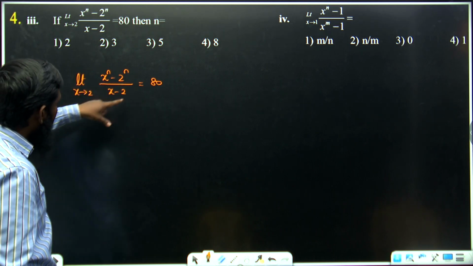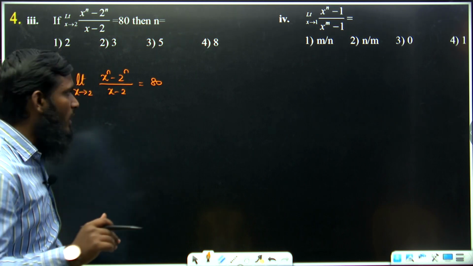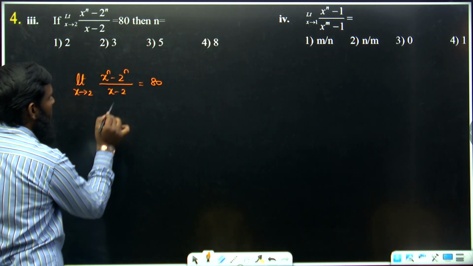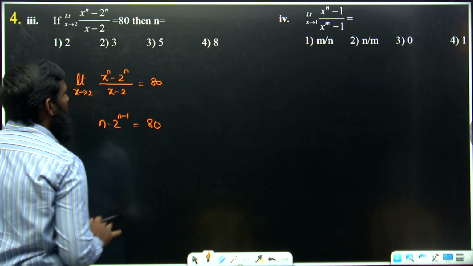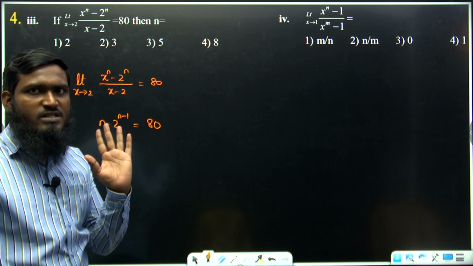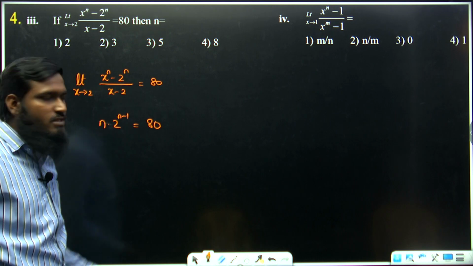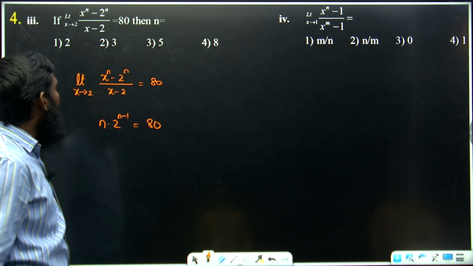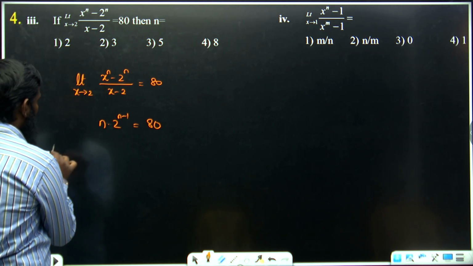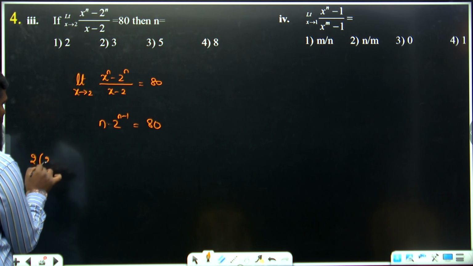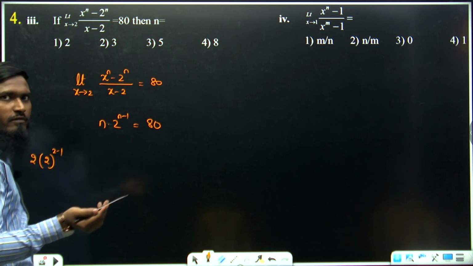So if you are applying the TSR, what is the formula we are having for this part? n into a power n minus 1. So let us write this part, n into 2 power n minus 1 is equals to 80. Now, a simple concept: in the place of n, substitute the values we are having in the options, then we can get the easiest answer over here. First, if you are taking 2, 2 into 2 power 2 minus 1. 2 minus 1 means 1, means 2, 2 2s are 4, we are not getting the answer.